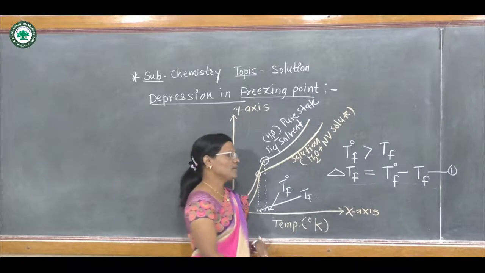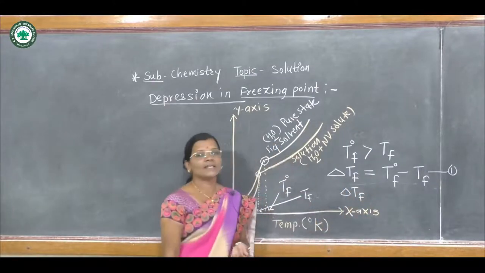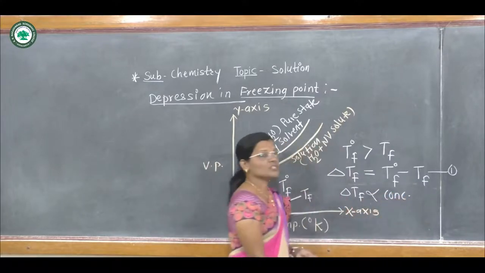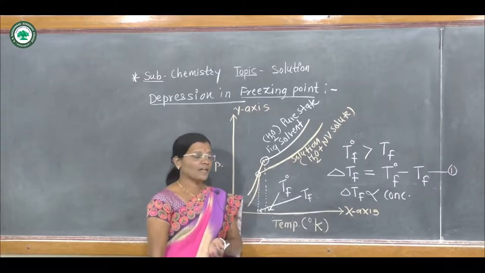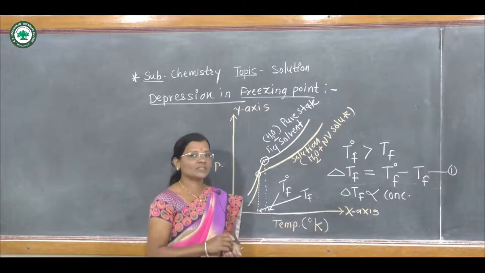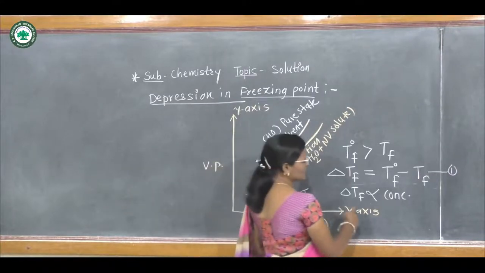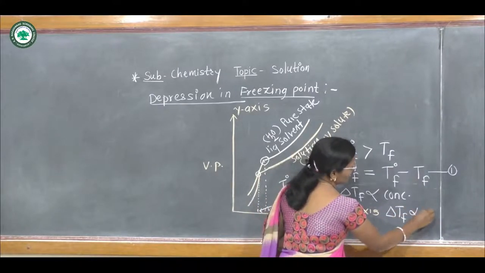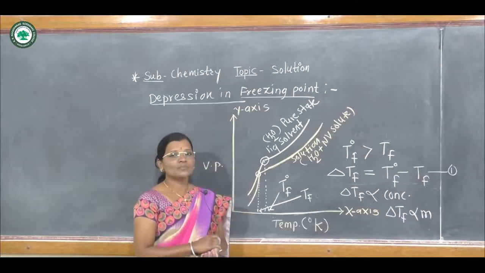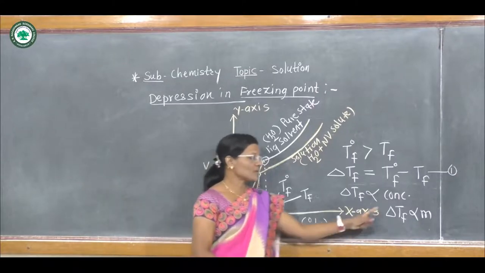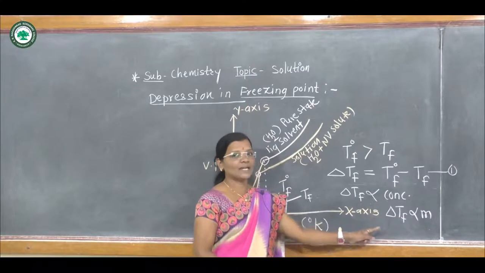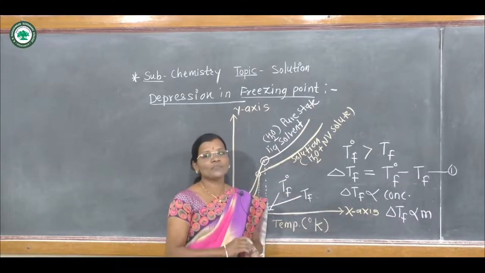Now we know that the change in temperature that is observed is directly proportional to the concentration term of the solution which contains non-volatile solute. And as this depression in freezing point depends upon decreasing temperature, this concentration term should be molality. So we can write delta Tf is directly proportional to the molality of the solution. Why? Because molality is a temperature independent term, and so we have considered this concentration term as molality of the solution. Hence delta Tf, that is depression in freezing point, is directly proportional to the molality of the solution.